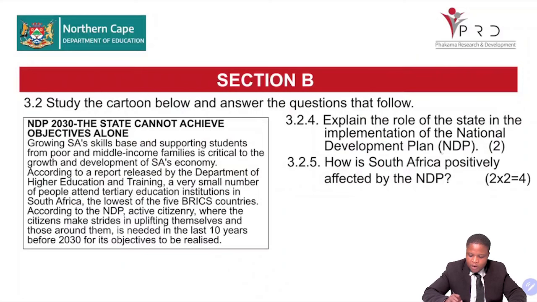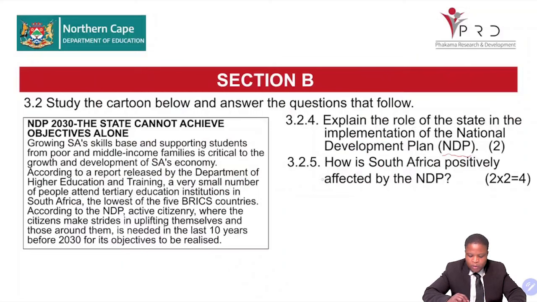Remember, the National Development Plan is one of the policies that we have, the 2030 policy. They're talking about extending it, but for now, in our books, we know that the NDP is your 2030 plan. So you are explaining the role of government in implementing this NDP. What's the role of a government?